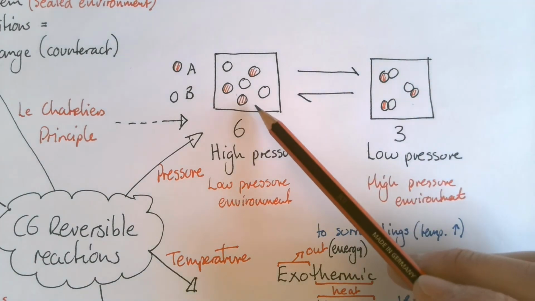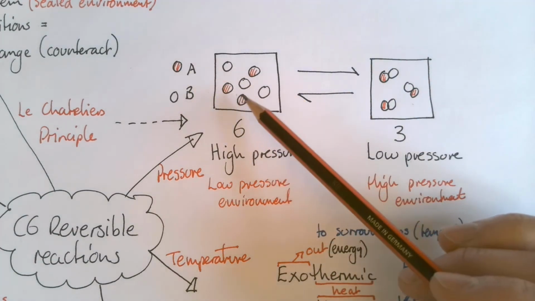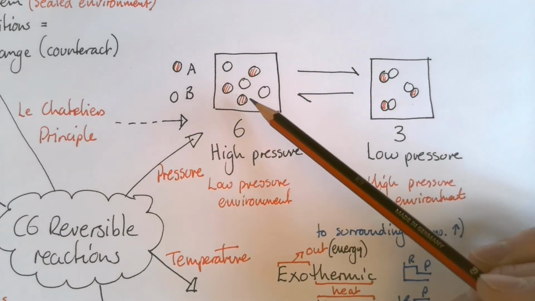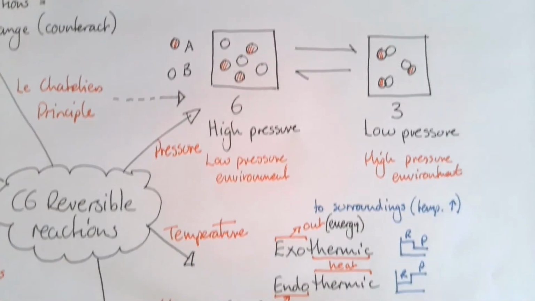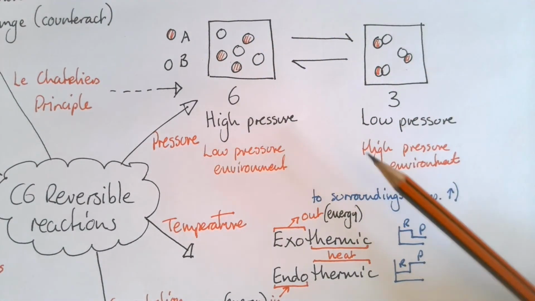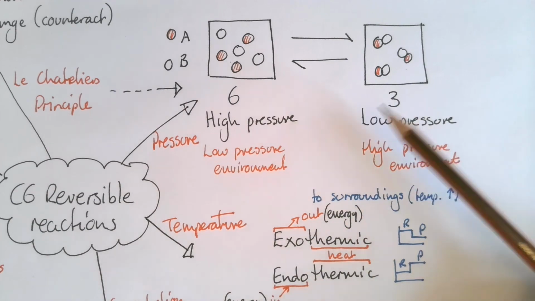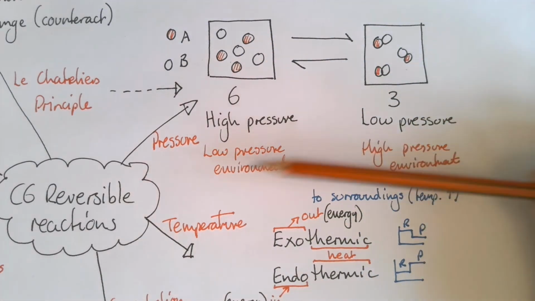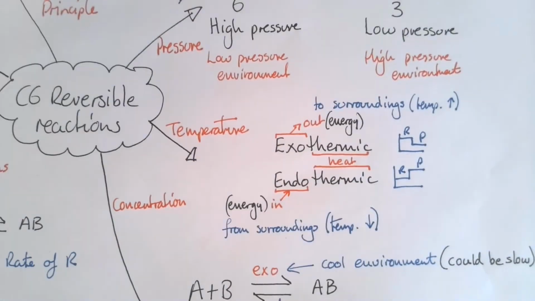If I wanted to produce this one, A and B individually, I would then create a low pressure environment, and what would happen is it would encourage the high pressure side of the reaction to happen instead. So you can encourage the forward and reverse reactions by changing the pressures around in a reaction, and this only happens with gases because there's gaps between the particles. You could also change the temperature.